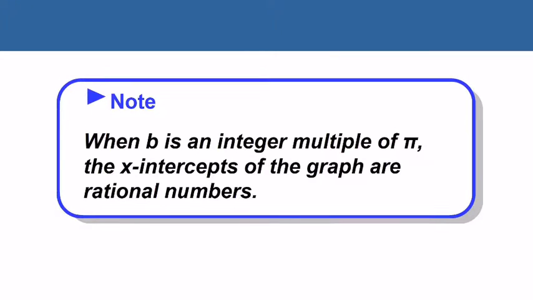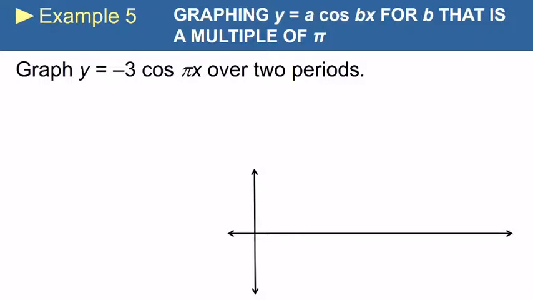Now, when b is an integer multiple of pi, the x-intercepts of the graph are going to be rational numbers. It's really not any harder. In fact, it's a little easier than what we've been doing, but because the pi symbol appears in the problem, it throws some people off. So let's just look at one together. We're going to look at -3 cosine of pi x.